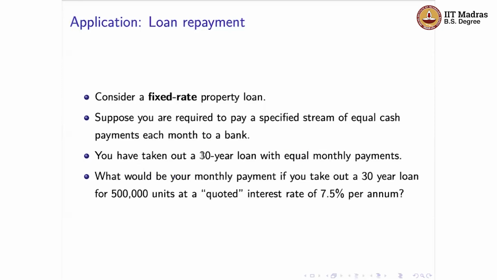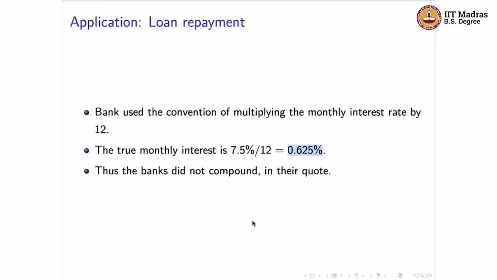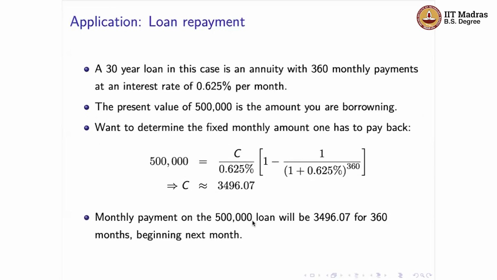Okay. And now the question is, what would your monthly payment be if you take out a 30-year loan for 5 lakh units at a monthly interest rate of 0.625%? Now, why did we say that your previous formulas related to annuity can help you out? Well, a 30-year loan in this case, where you have to make equal monthly payments, is nothing but an annuity where you are making 360 monthly payments, right? Each year has 12 months, so 12 into 30 is 360. And because each month you are paying out the same amount, that is basically an annuity, right?